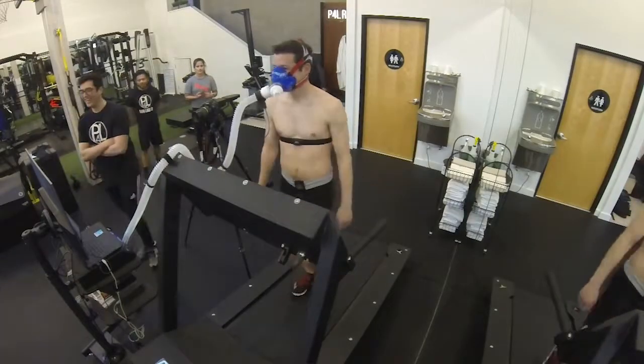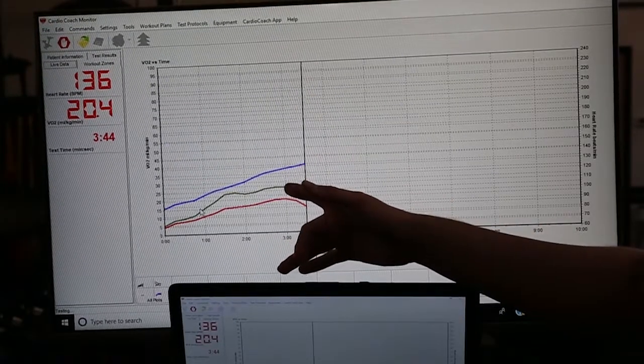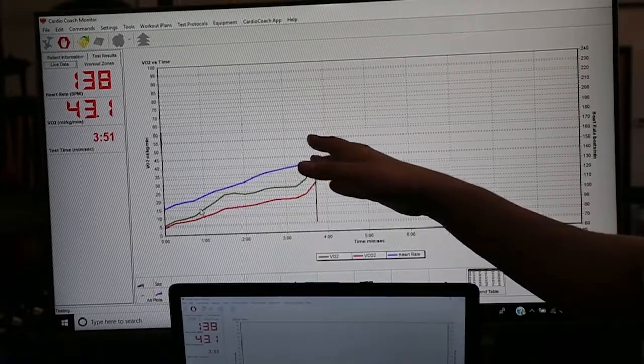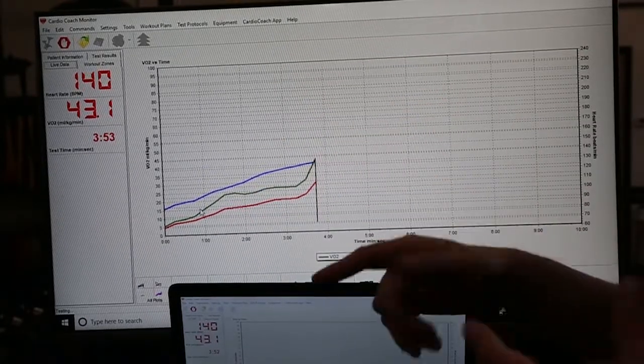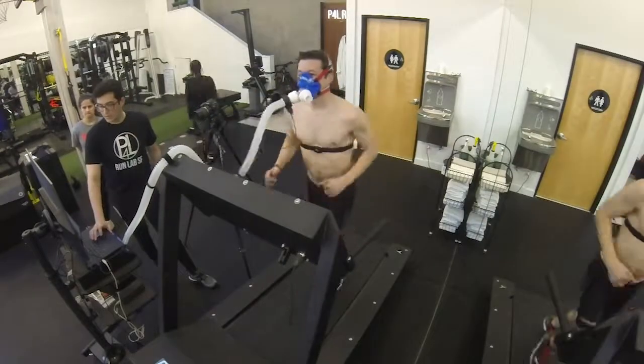So as the intensity is increasing, right, we have a slow rise of heart rate, volume of oxygen consumption, volume of carbon dioxide exhalation, right? Going up as the test progresses, it's getting harder and harder, right? So right now, we're gonna see a big spike, because I'm actually going to increase it.